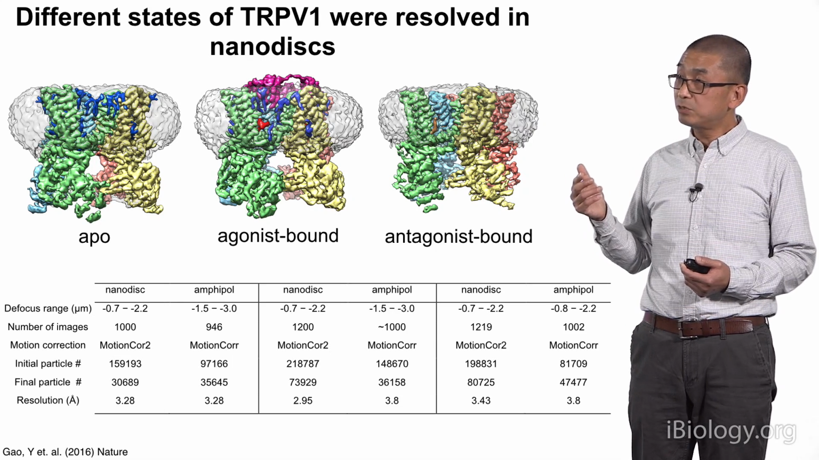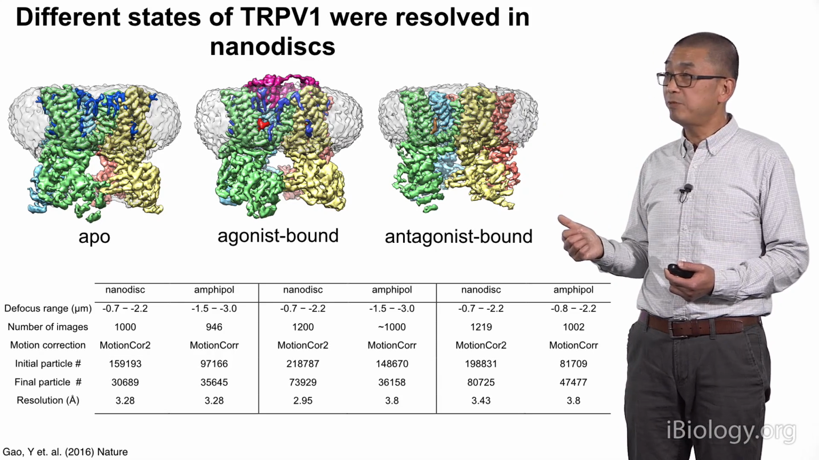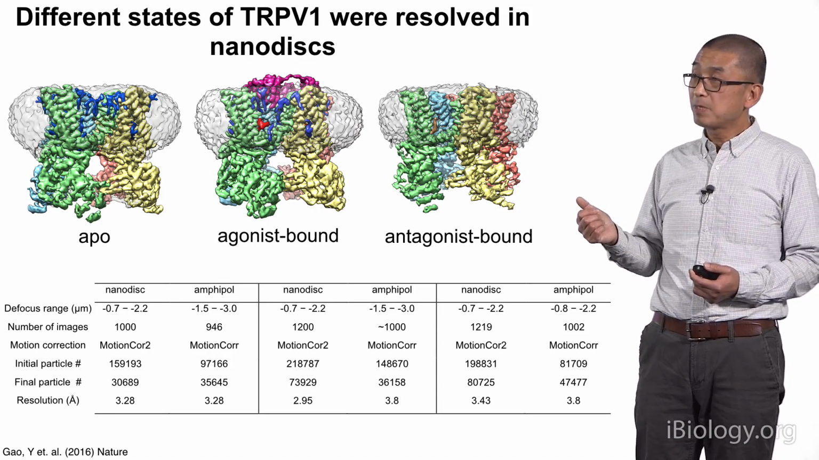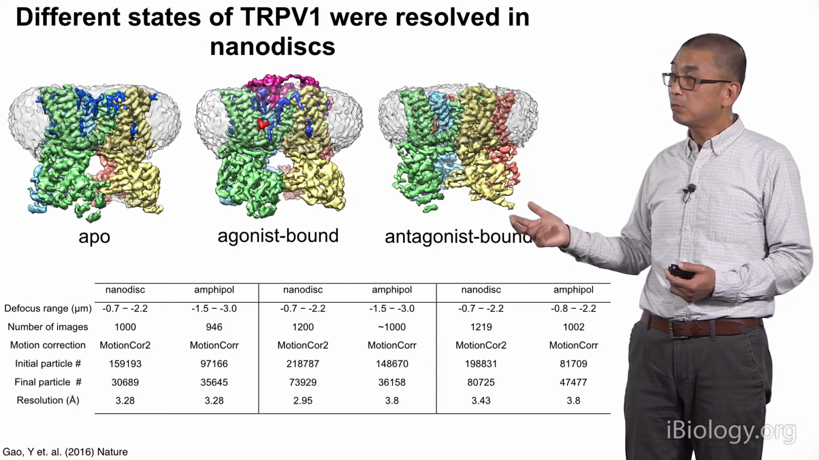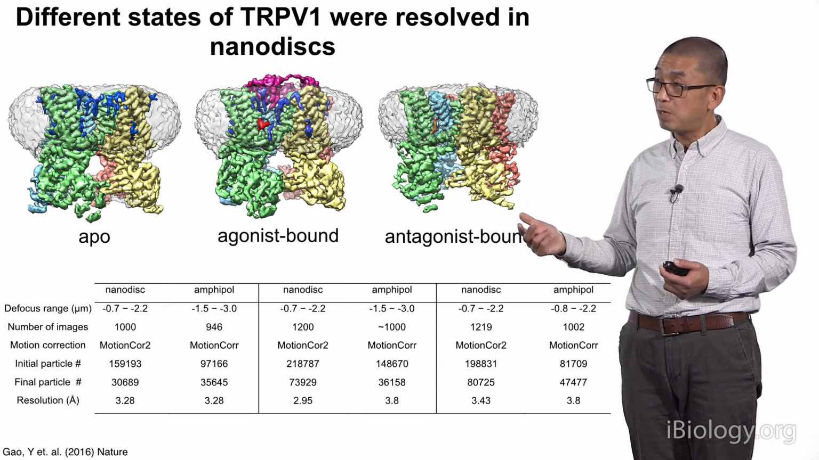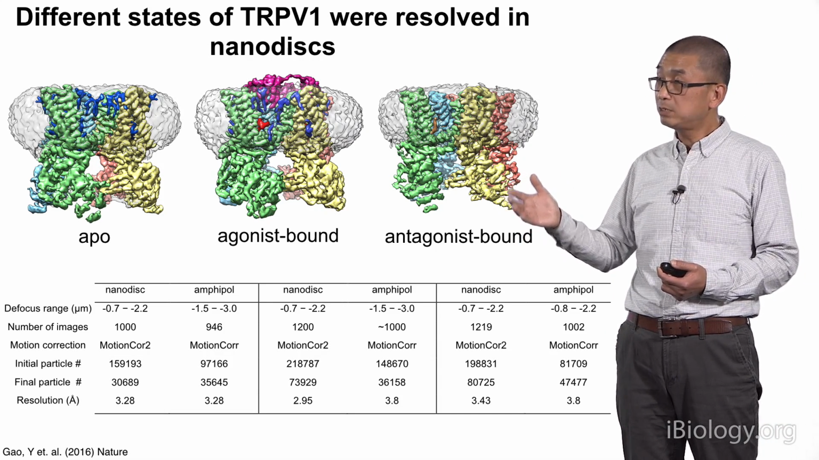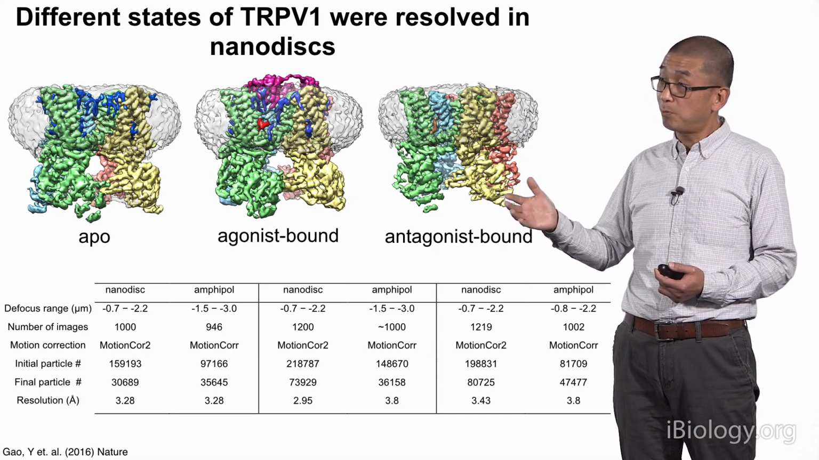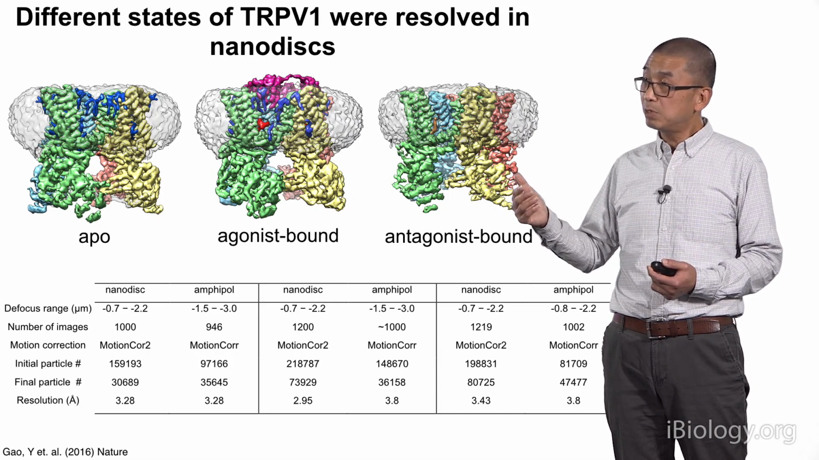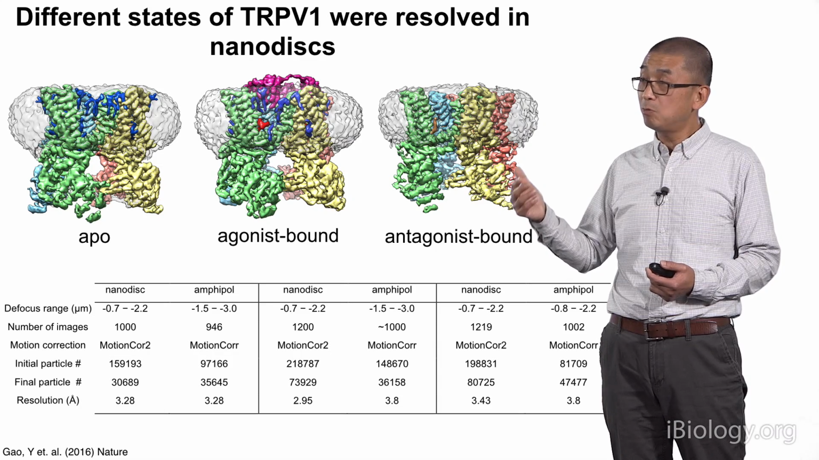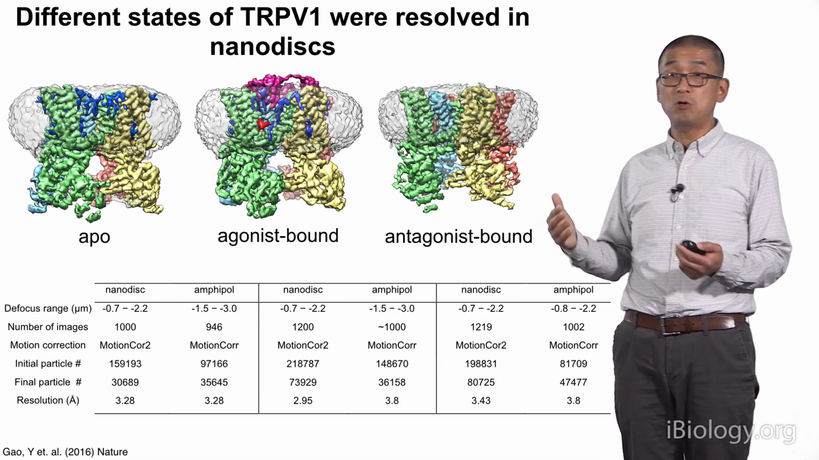Here we have 3 different structures of TRPV1, both in nanodisc and in amphipol. On the left here is the amphipol structure, in the middle is TRPV1 with agonist bound, and on the right is TRPV1 with antagonist bound. You can see that the middle one really has the resolution improved quite significantly, from about 3.8 angstrom to about 3 angstrom. On the left, the 2 structures, in nanodisc or in amphipol, give us almost identical nominal resolution, showing that the structures, when we compare them, look almost identical.